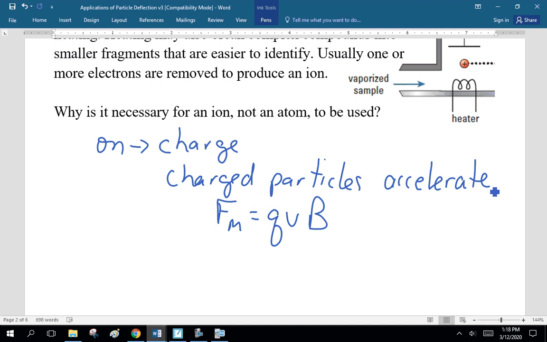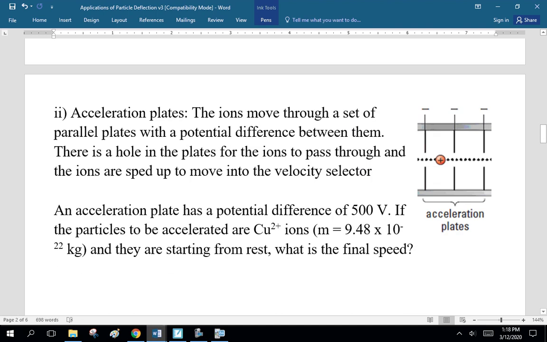Okay, now, the next part, acceleration plates. The ions move through a set of parallel plates with potential differences between them. There's a hole in the plates for ions to pass through, and the ions are sped up to move into the velocity selector. So, here, a positive charge is accelerated too. An acceleration plate has a potential difference of 500 volts. If the particles to be accelerated are copper 2 plus ions, mass 9.48 times 10 to the minus 22 kilograms, and they're starting from rest, what's their final speed?